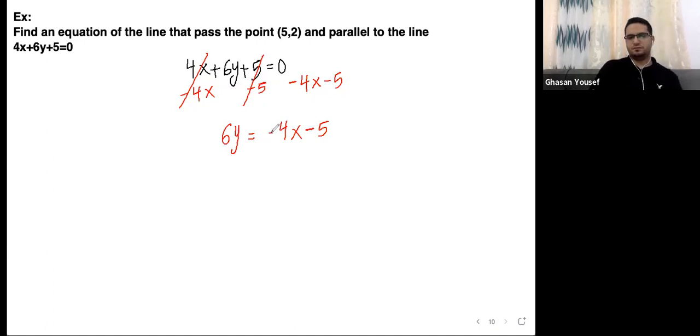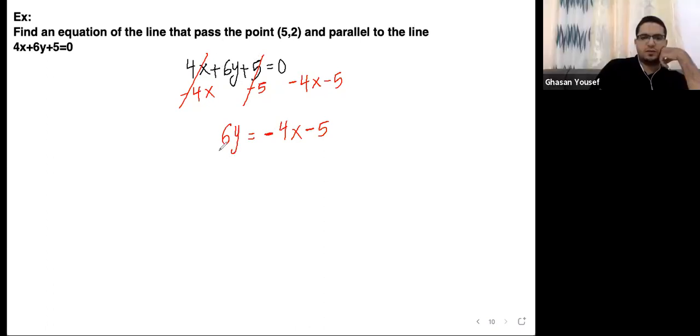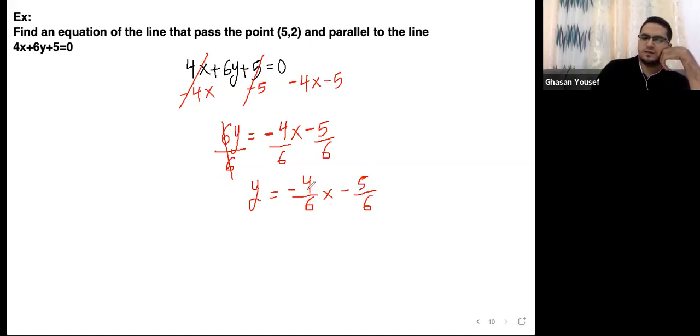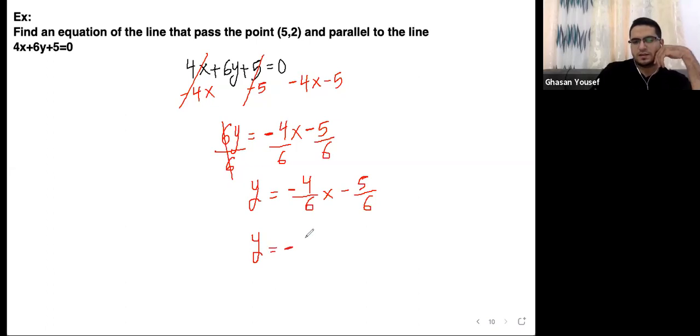Then you divide both sides by 6. Exactly, divide both sides by 6. This by 6, this by 6, this by 6, and they cancel out. y equals minus 4 over 6 x minus 5 over 6. How can we simplify 4 over 6? It simplifies to 2 over 3. So y equals minus 2 over 3 x minus 5 over 6.